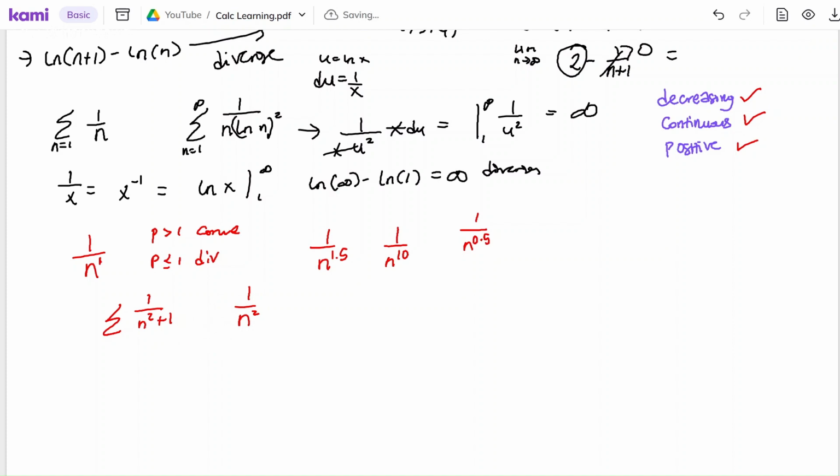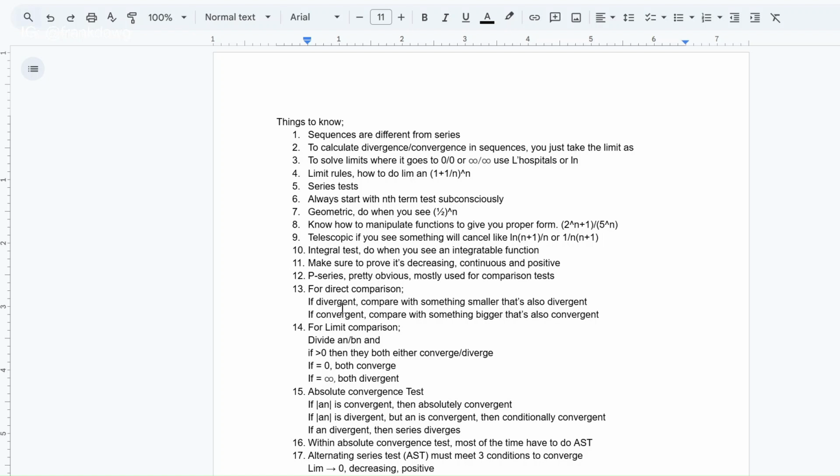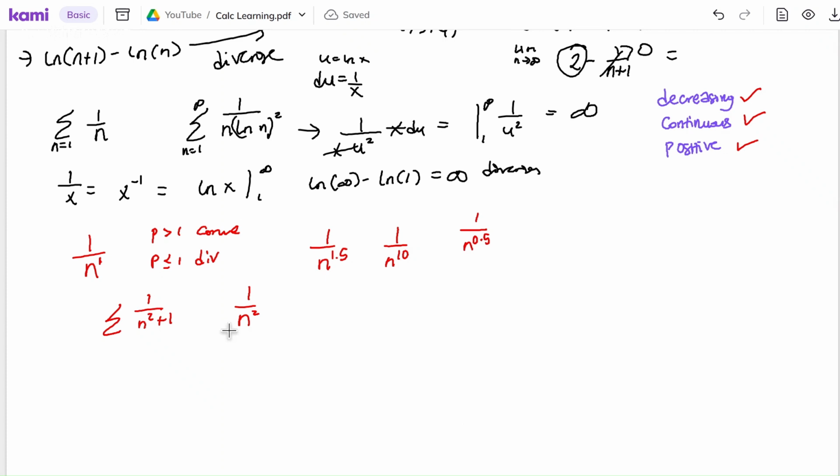But the trick in using direct comparison is that if you're trying to prove it converges, you have to compare it with something bigger. And if you're trying to prove it diverges, you have to compare it with something smaller. So back to here, how do you know which series is smaller? You just look at the differences in the denominator. The bigger the denominator is, the smaller the number is as a whole. For example, 1/2 versus 1 over 1. You know half is smaller than one whole because the denominator is bigger. So that means it's going to be smaller.